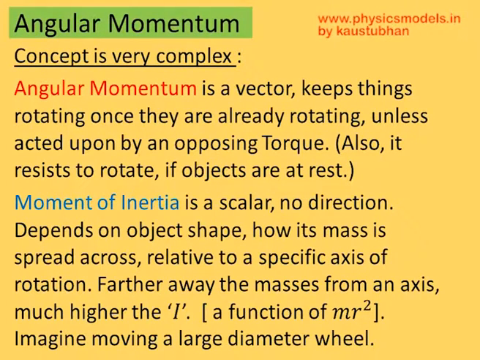The moment of inertia depends upon the shape and size of the rotating object. So if it's a sphere like the earth or a disk, it will have a different moment of inertia, and it depends on how far the masses are from the axis of rotation. That's why you have an mr squared in the equation.